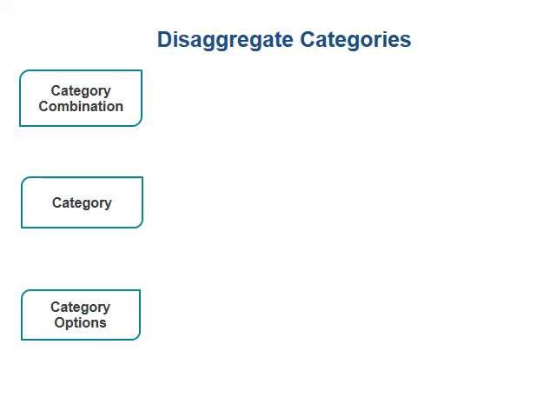So, disaggregate categories. Categories in this way are going to be pulling apart a data element so that we can disaggregate the information. For example, we've got gender and age. In our example here, that is the category combination. So gender is a category itself and age is a category itself. But together, we have a category combination, gender and age.